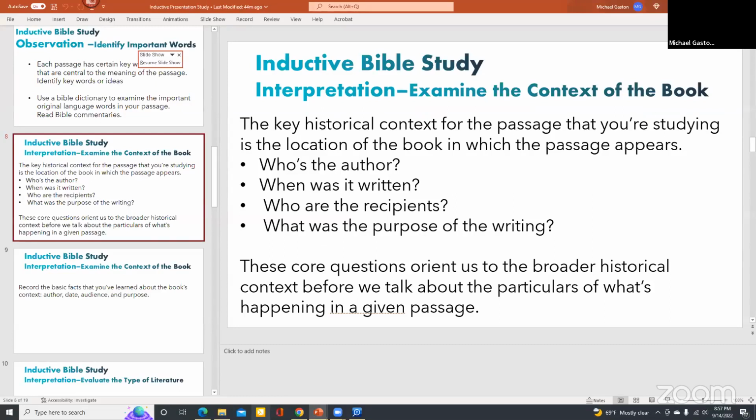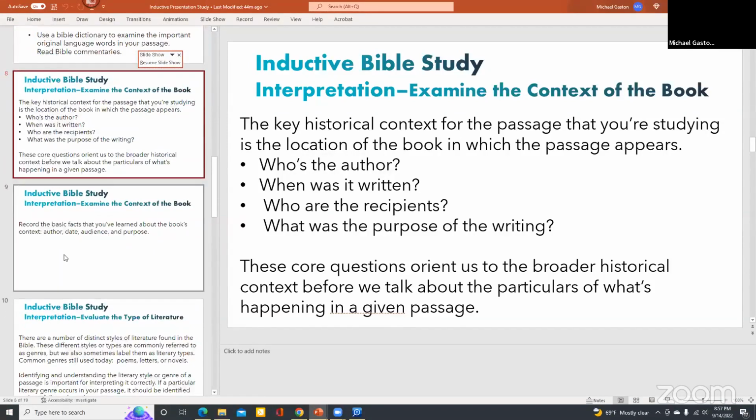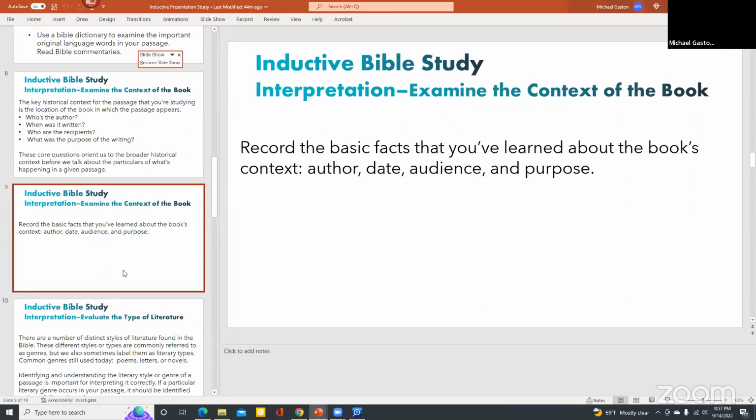And these are the core questions so you can get a broader historical context before we find out what's going on in the given passage. You also want to know what was going on during that time, who was in power, what the politics were, stuff like that. Like I said, you want to be a detective. So you want to write that down in your notebook when you're reading a certain passage of scripture.